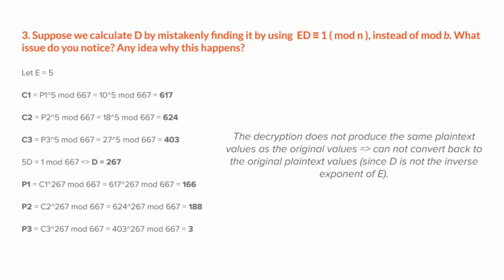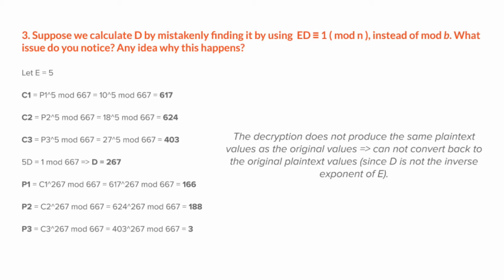We let E is equal to 5, which is actually relatively prime to B. And if we go ahead and calculate our encrypted values, we get C1, C2, C3 as 617, 624, and 403. Then when we start to decrypt, we calculate our D value using ED is equal to 1 mod N. That's given in the question, so that's why we use 667 instead of 616, which is our B value. So we actually use our N value to calculate D.